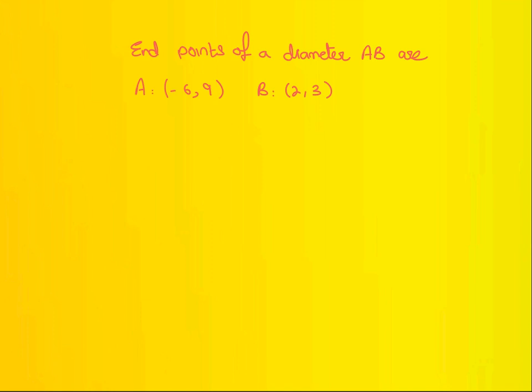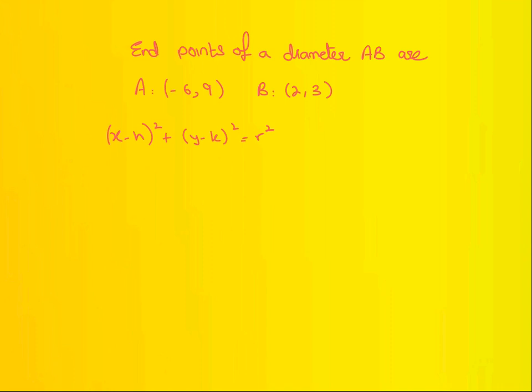Now this is the information we have. There is a diameter AB and the endpoints of the diameter are given to us. Using this information, we have to construct the equation of the circle. Now I'll begin with the general formula, which is x minus h whole square plus y minus k whole square equals r square. So basically, to get the equation of the circle, I need h, k and r, where h comma k is the center, r is the radius.